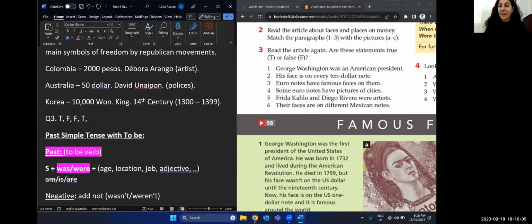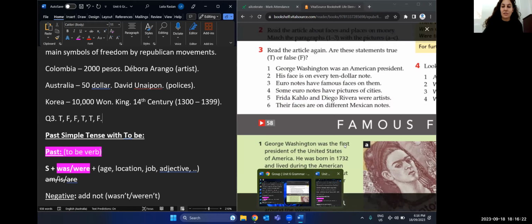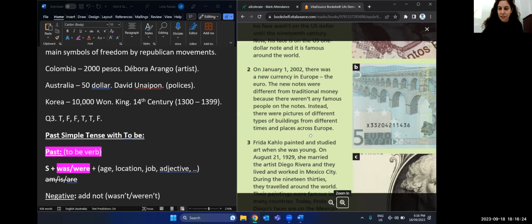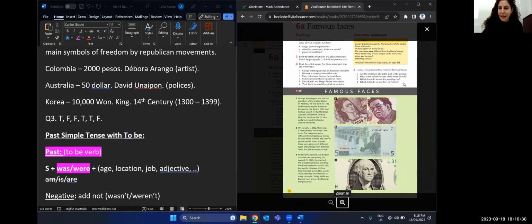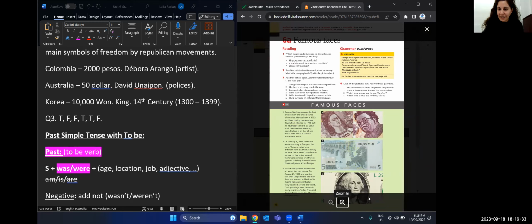True. Frida Kahlo and Diego Rivera were artists. True. Their faces are on different Mexican notes. False. It didn't say that. Pesos? Yeah, only on the 500 peso. And if we match paragraph 1, that goes with C.